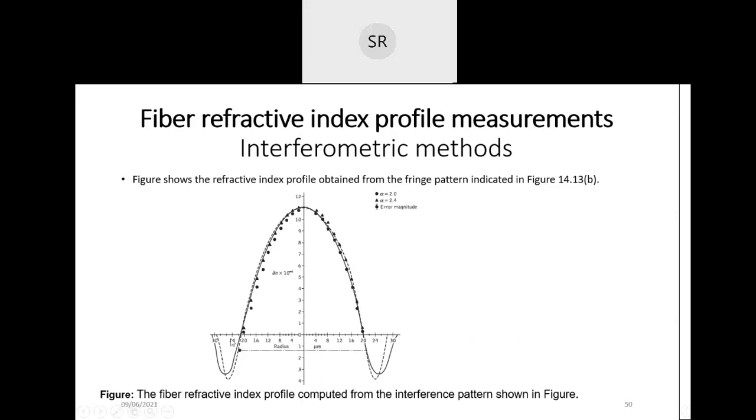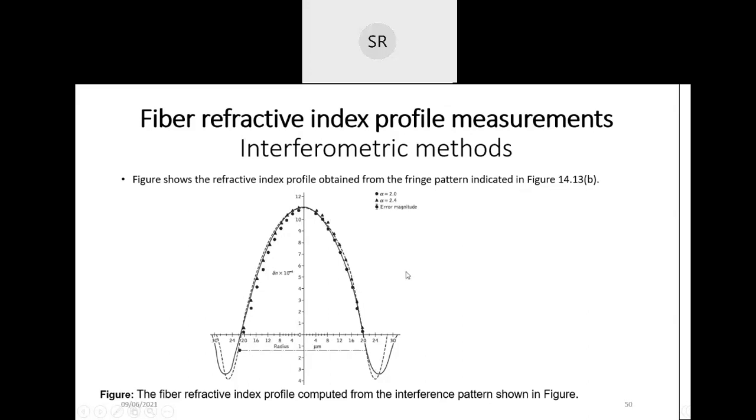You can see that the figure shows the refractive index profile obtained from this fringe pattern, indicated here with a 4. Now this is the radius, as the radius increases, and this is the index profile. Here you can say that alpha is equal to 2.0. If it is a triangle refractive index profile, alpha is equal to 2.4. So you can see the variation in the refractive index profile of the given fiber.